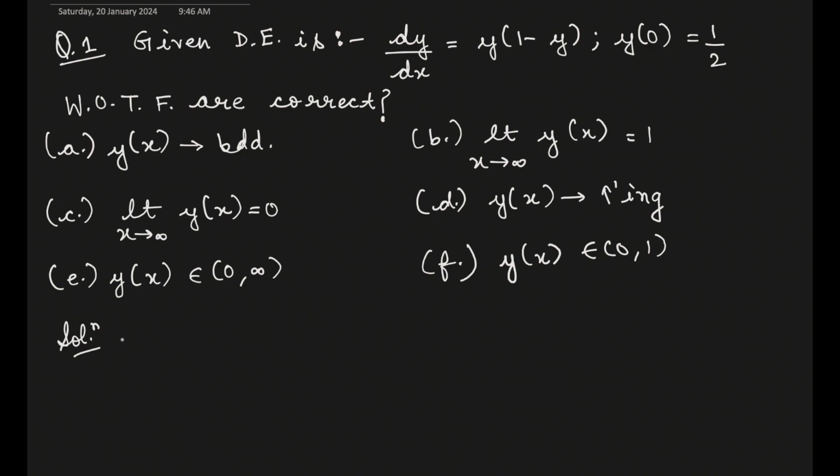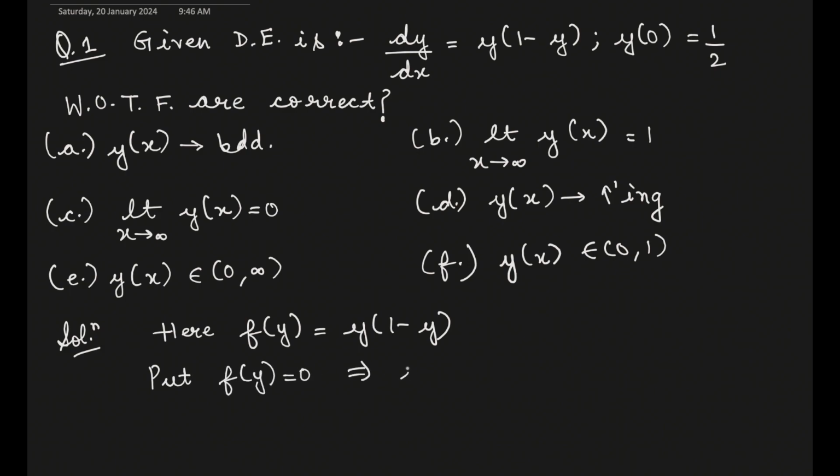Okay, I am discussing the solution. Firstly, you will see here f(y) is equal to y(1 minus y). Now to find the equilibrium solutions, I will put f(y) equal to 0. This implies y(1 minus y) is equal to 0. This implies y is equal to 0 and y is equal to 1.